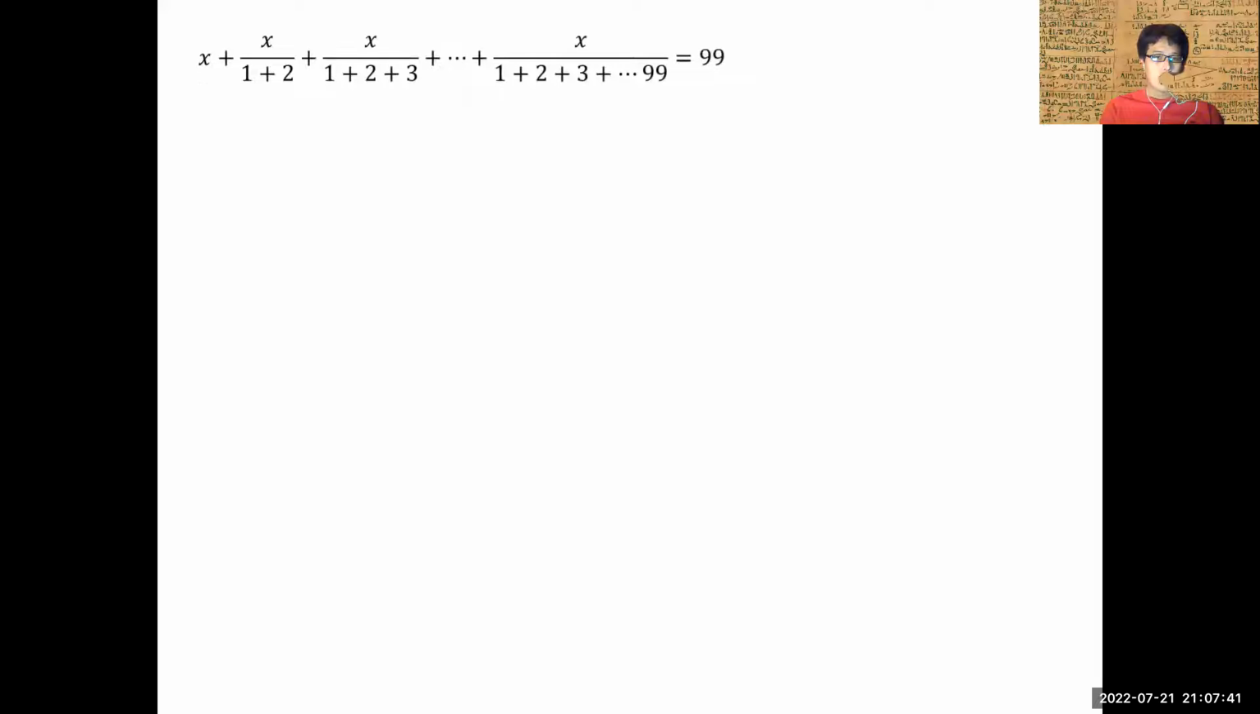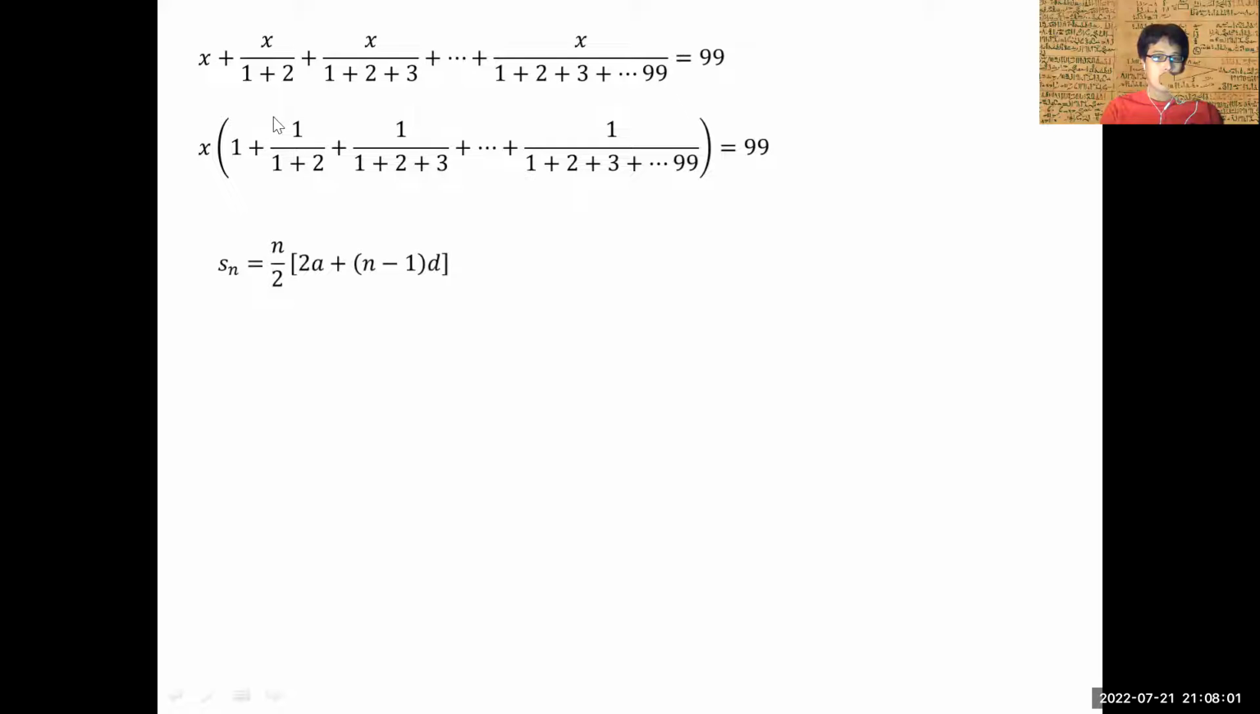Let's illustrate the equation again. I just put it here. Next, I factorize out all the x. When I factorize it, x will be on one side, and everything inside, all the numerators, will be 1. So you can see straight away the harmonic arithmetical series.